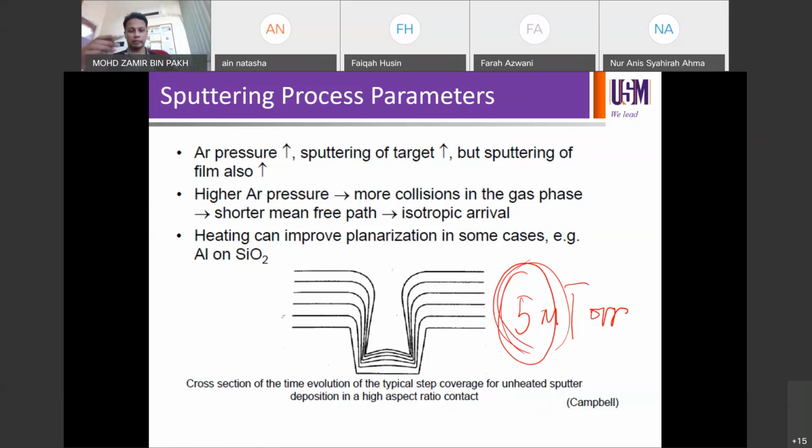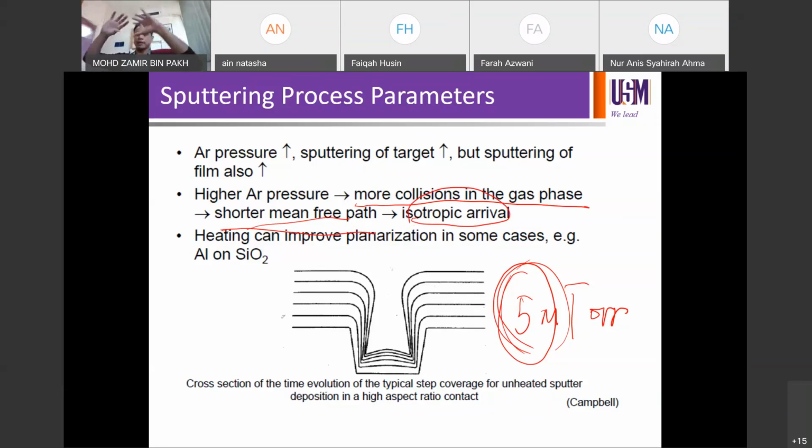So if you go for higher pressure, for example, by injecting more argon, you introduce more collisions of the argon atoms in the gas phase, and that will result in a shorter mean free path. We covered mean free path last time while discussing the vacuum level. So you induce a shorter mean free path, which will induce more isotropic deposition.